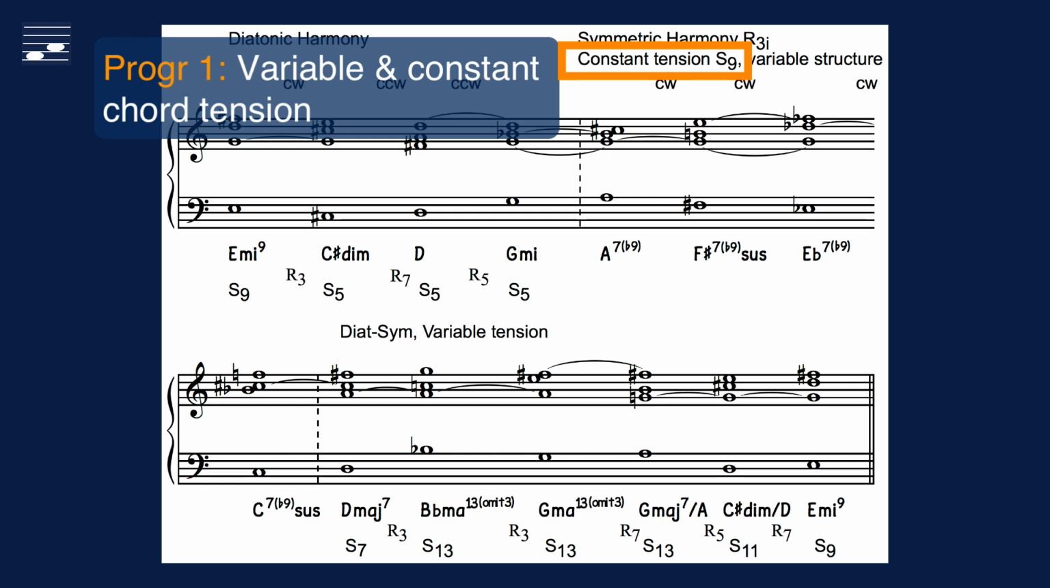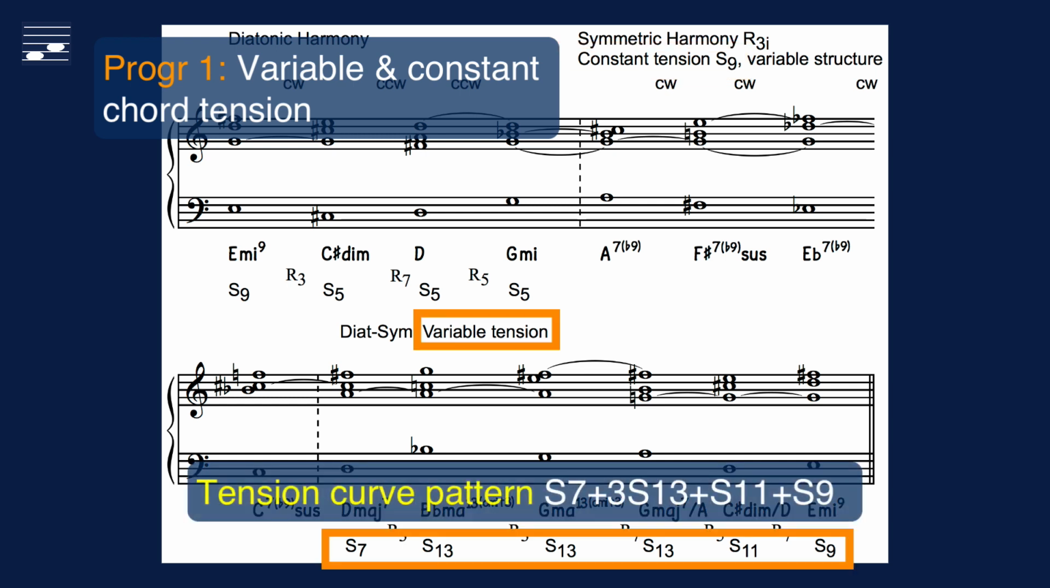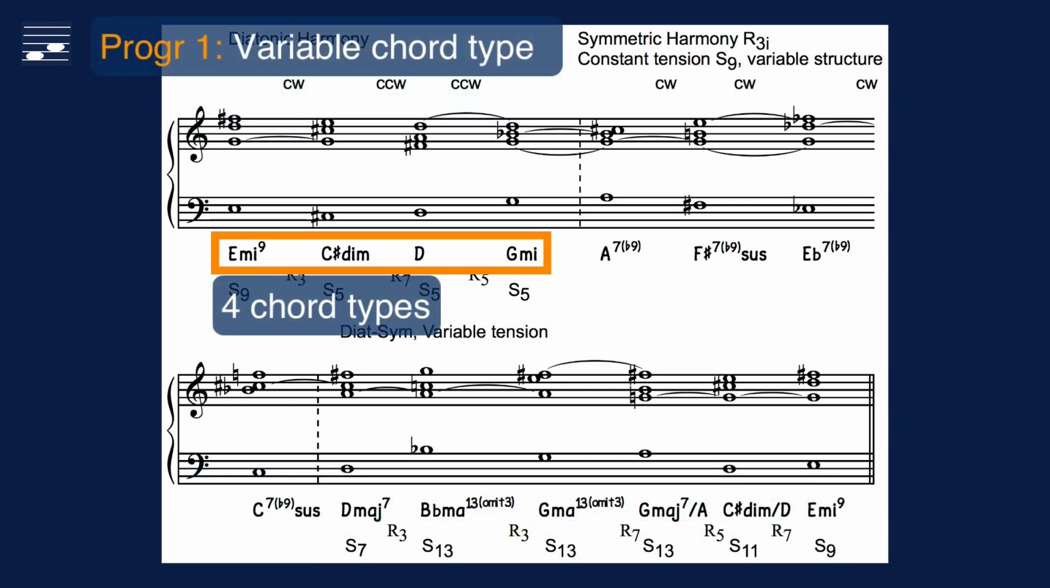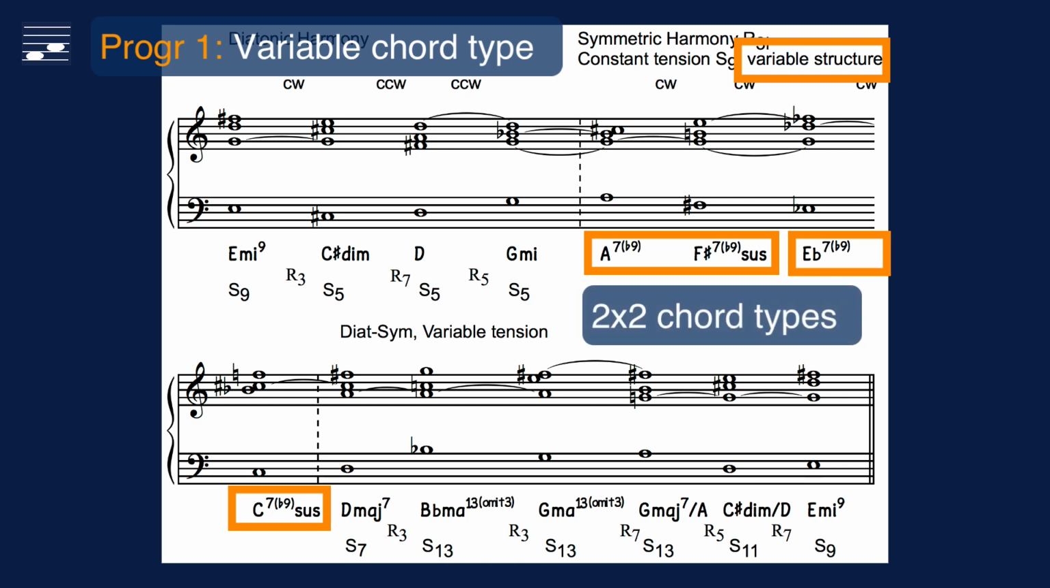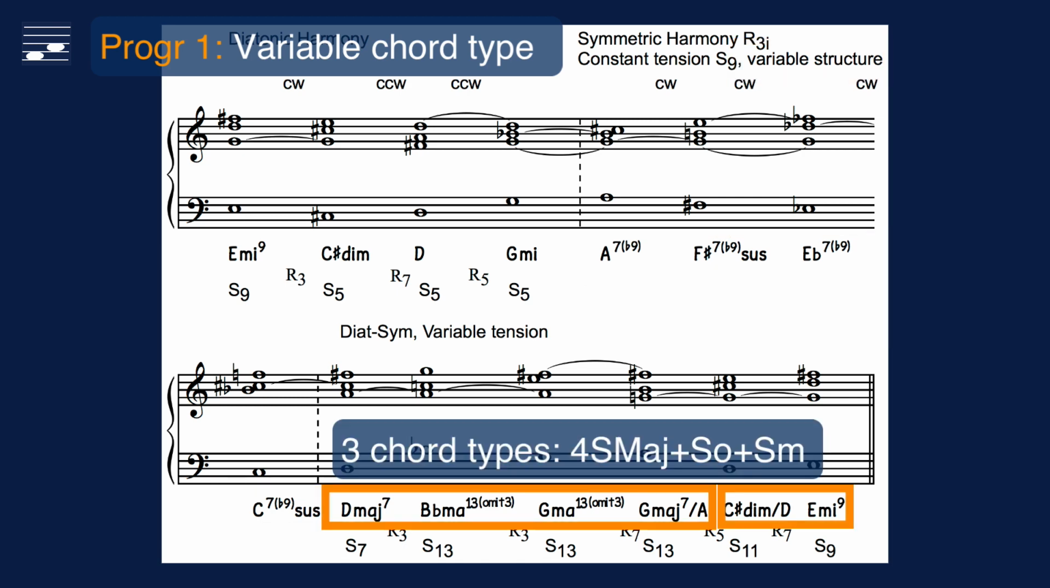The symmetric section with roots A, F sharp, E flat and C forming a diminished 7th chords are constant tension 9 chords, while the closing section again is using variable tension. There are 4 different chord types in section 1, 2 forms of the dominant 9th chord in section 2 and 3 types in the closing section.